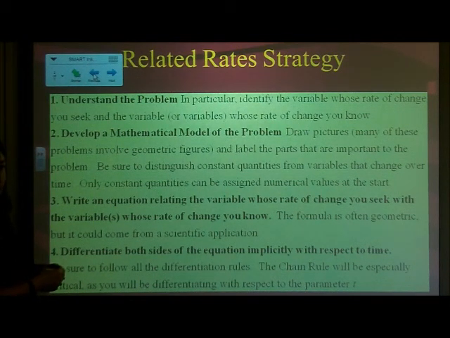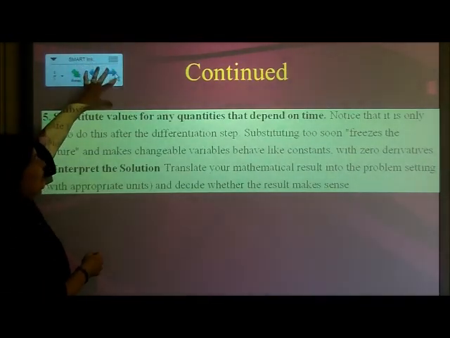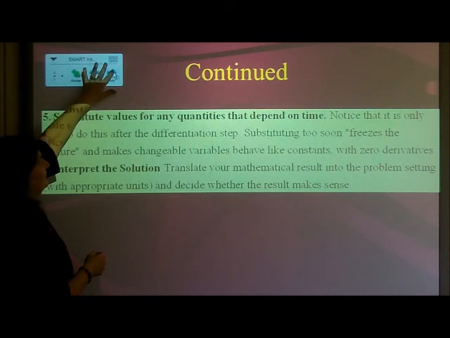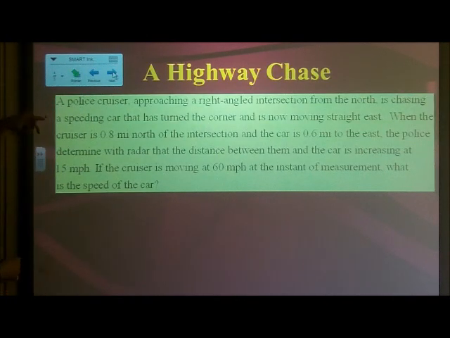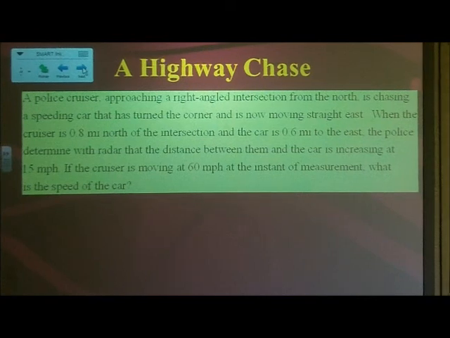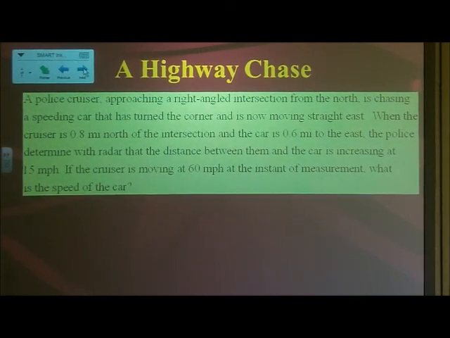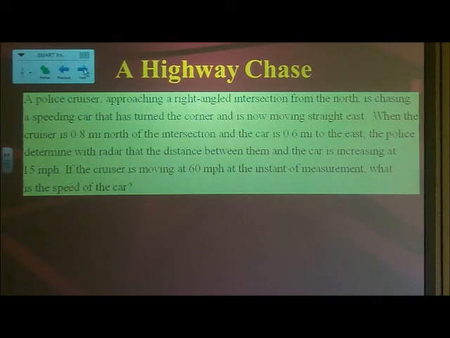Okay, ready? When you are getting your partner quiz, the first one, you are going to be happy if this is your problem. Highway chase. You're going to see this, you're going to go, oh, I'm so excited. These are the easiest kind to do. The police cruiser is approaching a right angle. It has to be a right angle. If it's not a right angle, you have a problem, because it has to be a right angle to use the Pythagorean theorem.